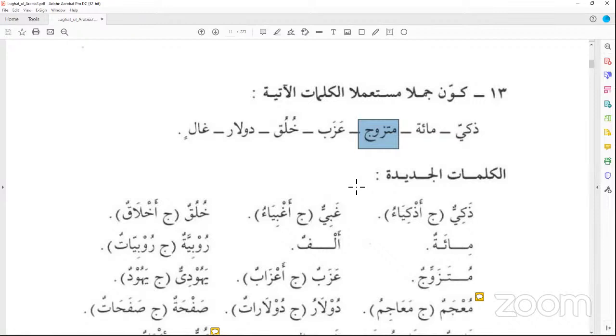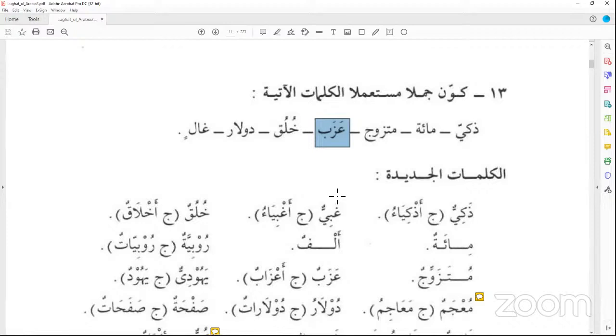هل أنت متزوج, good. عزب. عزب means single, okay. أخي متزوج, good. عزب means single, not unmarried. You can say yes, هو عزب.